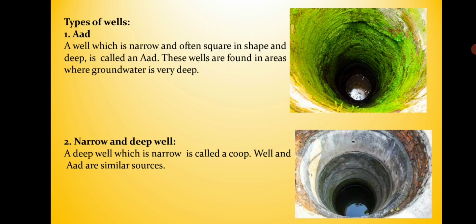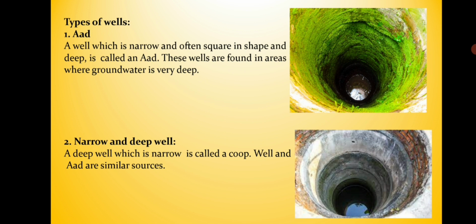Next, types of wells. First is ad. A well which is narrow and often square in shape and deep is called an ad. It is a type of well which is very narrow, and it is usually square in shape, not circular, and it is deep. That is called an ad. These wells are usually found in areas where the groundwater is very deep.